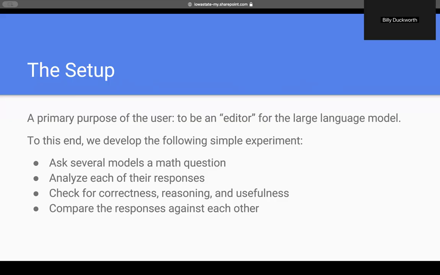Okay. So how are we going to do that? We're going to come up with a question. We're going to ask it to a few different models, compare and contrast them, and check them for correctness. Did the argument they give, was that right, even if they kind of messed up a little step? And was it useful? Because even if they're correct and the reasoning was good, sometimes it might not be appropriate for the situation that you're in. And we'll just see how that goes.